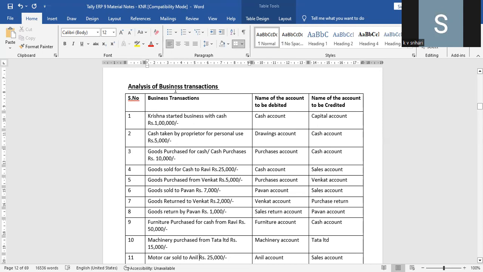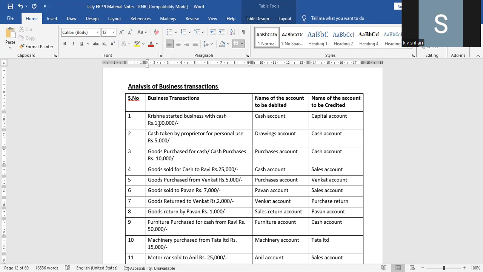Here, first business transaction. Krishna started a business with cash, rupees 1 lakh. That means Krishna started the business. So Krishna will bring the amount or not? How much will he bring into the firm or business? 1 lakh rupees. So always think from the company's point of view only.